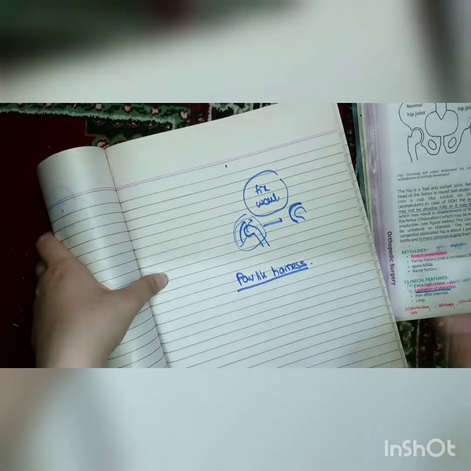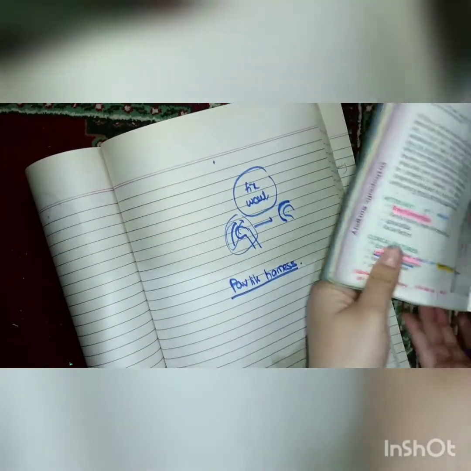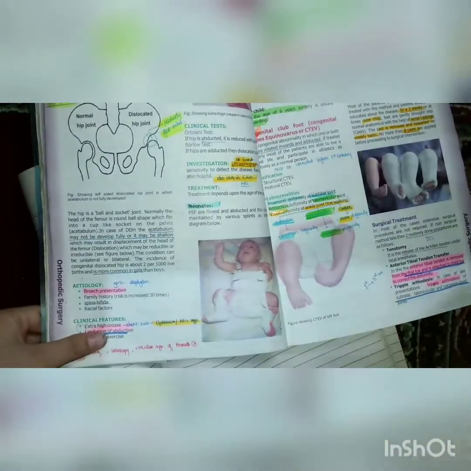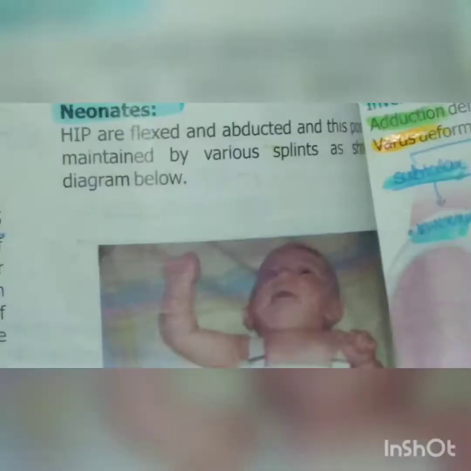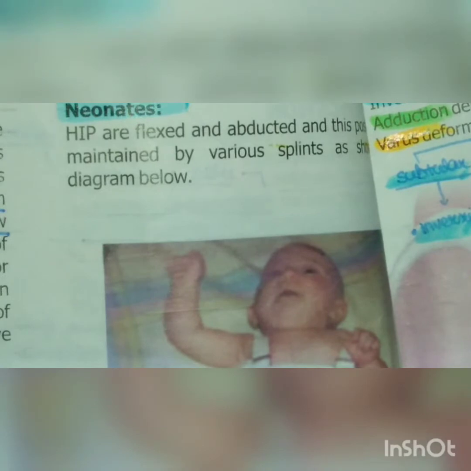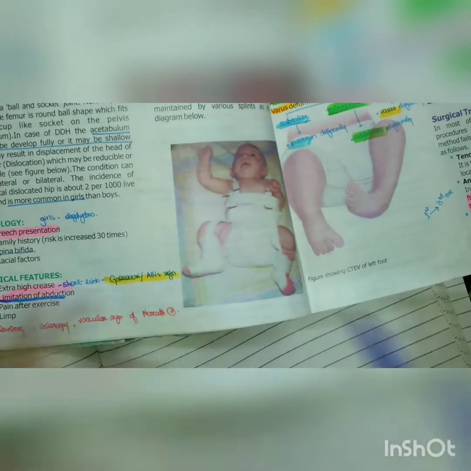The doctor has shown the picture of the Pavlik harness, but I think has not labeled it. I hope this is visible. Yes, too much magnification. Okay, no, this is okay. So as you can see, this is a Pavlik harness. What can you see here? The legs are abducted, the knees are flexed, and the hips are also flexed, and they are fixed in this position with the help of this whole support. This is known as a Pavlik harness.